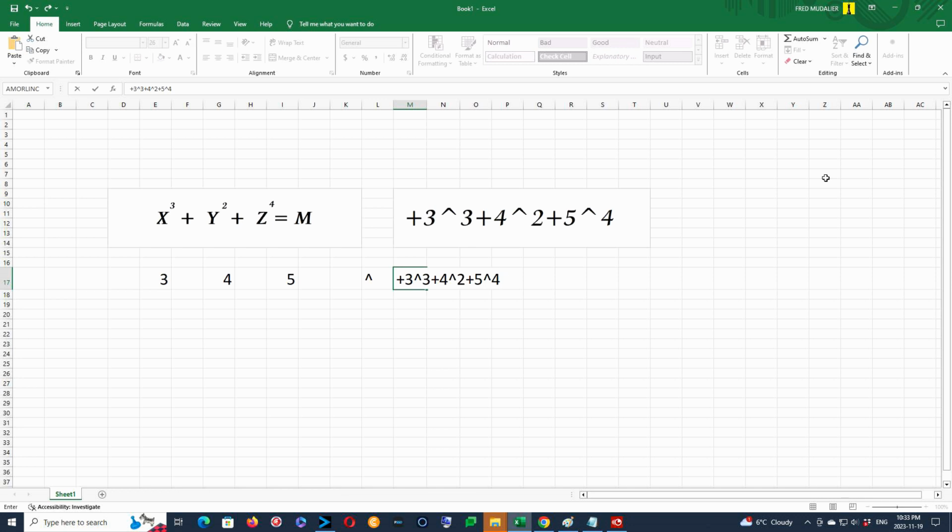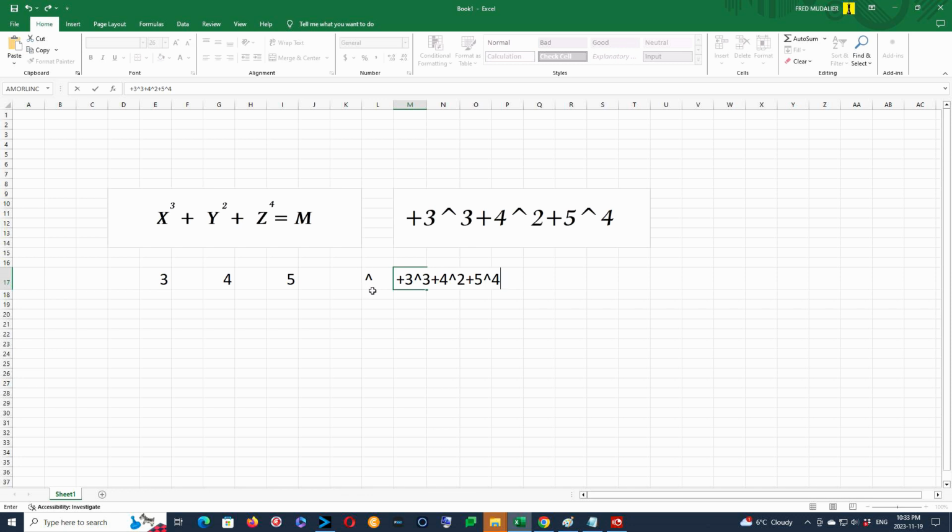So how do you enter a complex formula that uses exponents into Microsoft Excel? You would use the caret key. So in this example, x is raised to the power of 3, y is raised to the power of 2, z is raised to the power of 4, x is equal to 3, y is equal to 4, and z is equal to 5.